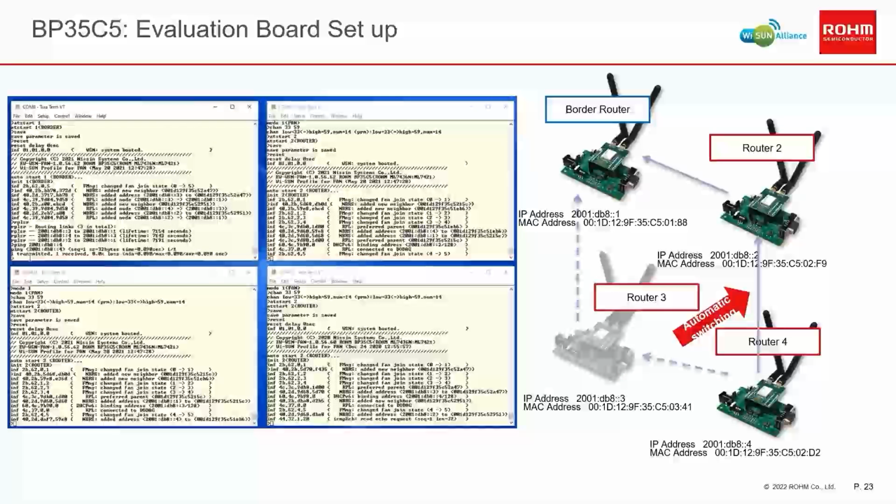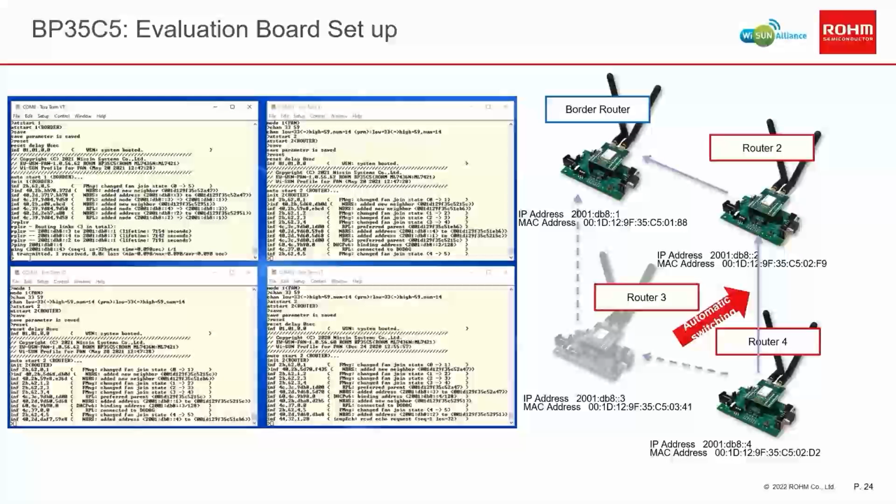Let's now test the self-healing function. We can observe that the current communication path is router 4 to router 3, then border router. But in this case, if router 3 is blocked, the path automatically switches to router 2 and communication resumes. So let's block the route to router 3.